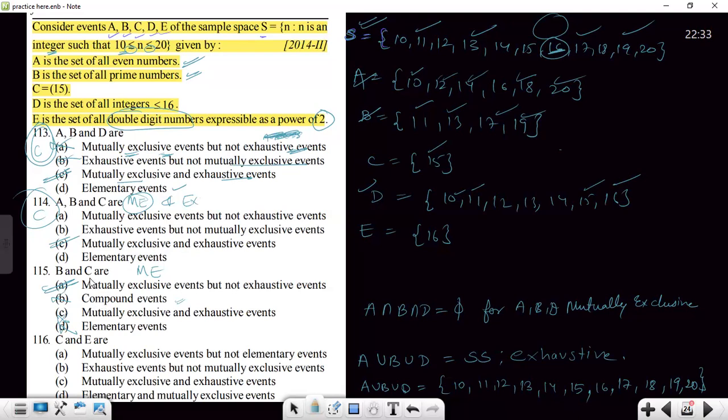116. Guru Charan, please tell me about 116 if you are still awake.